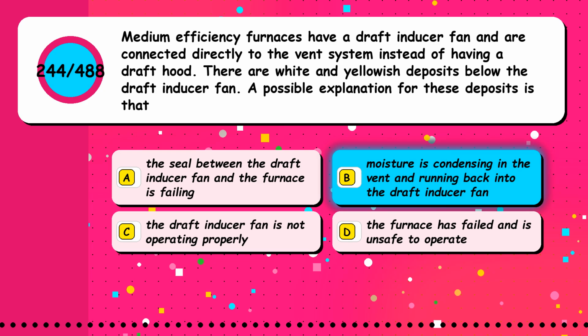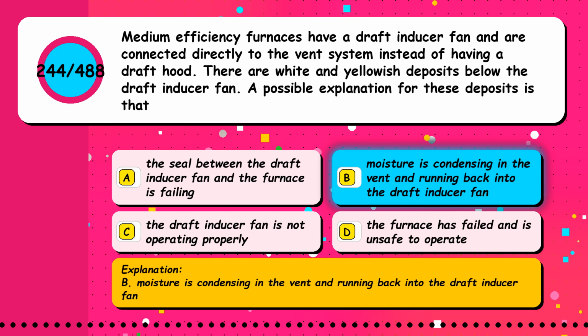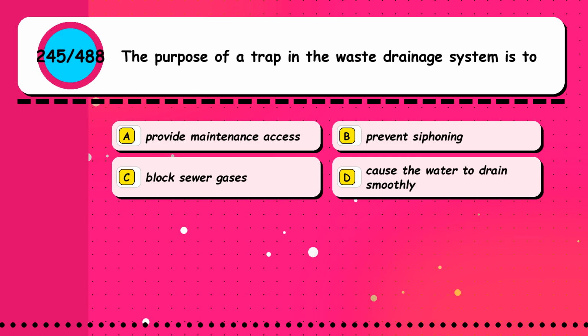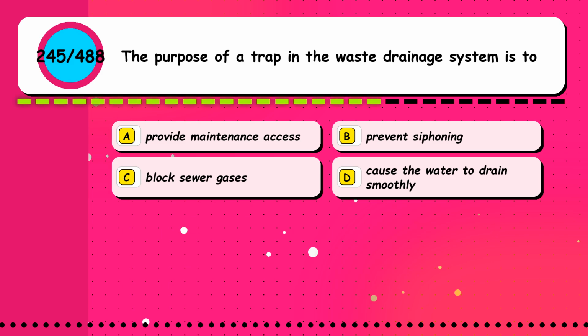The correct answer is option B, moisture is condensing in the vent and running back into the draft inducer fan. B, moisture is condensing in the vent and running back into the draft inducer fan. Question 245. The purpose of a trap in the waste drainage system is to option A, provide maintenance access. Option B, prevent siphoning. Option C, block sewer gases. Option D, cause the water to drain smoothly.